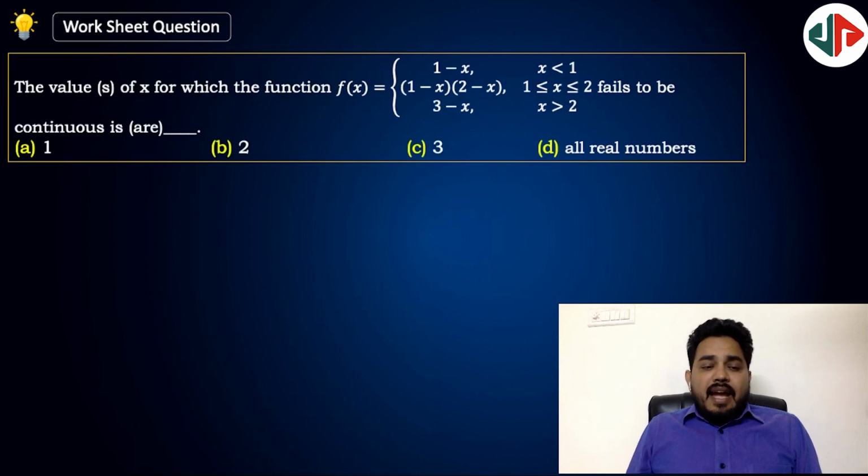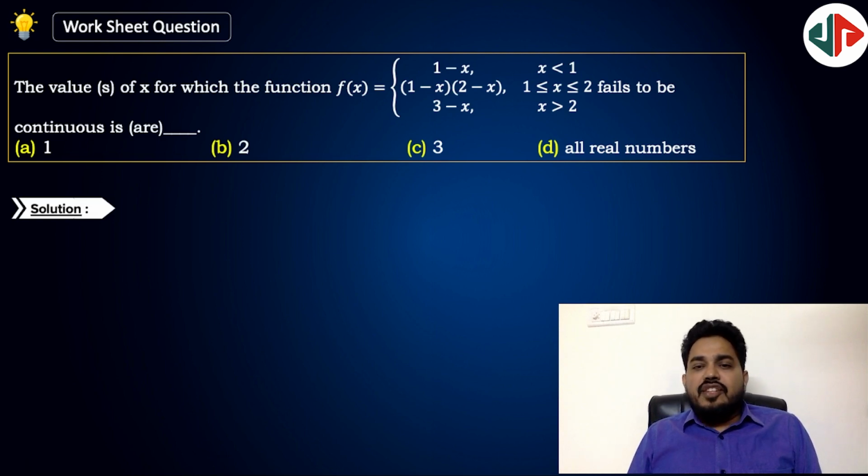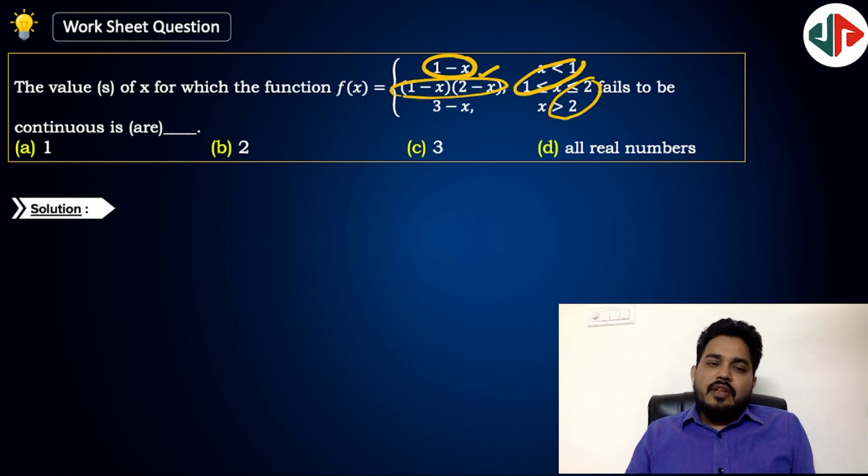Okay. The values of x for which this function fails to be continuous. Polynomial. So less than 1, there is no chance. Greater than 2, no chance. Only you need to check at x is equal to 1 and at x is equal to 2. So you may have the possibility either 1 or 2 or 0 point. At x is equal to 1, left side value is 0. Right side value also 0. No problem. So f of 1 minus is equal to f of 1 plus.